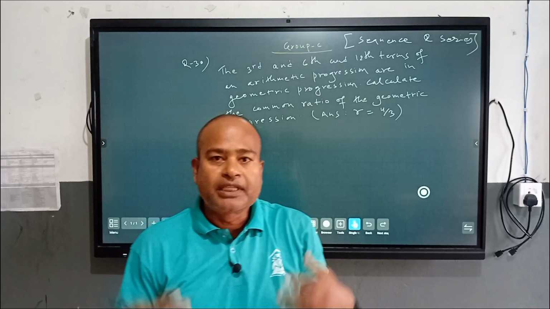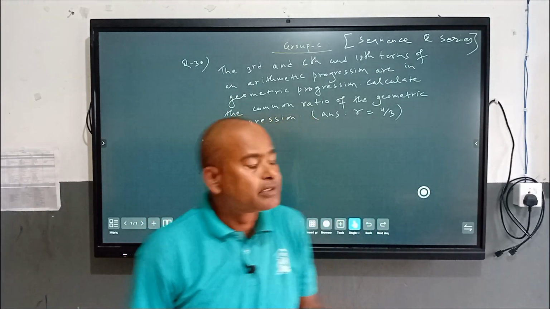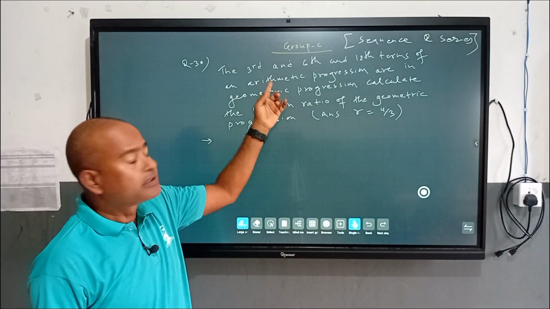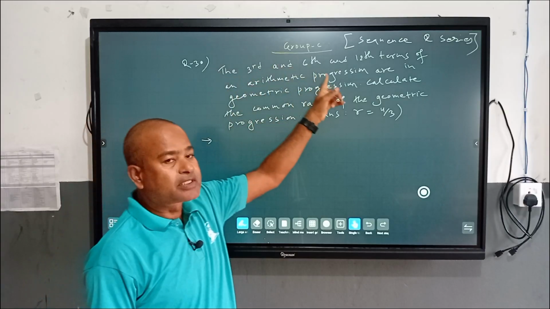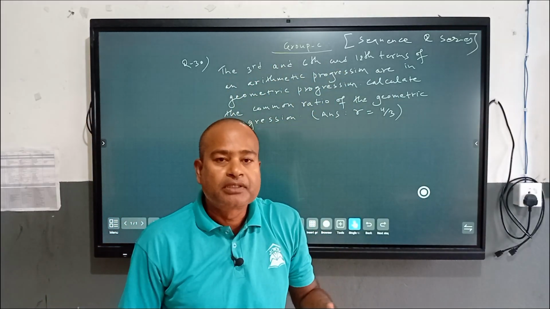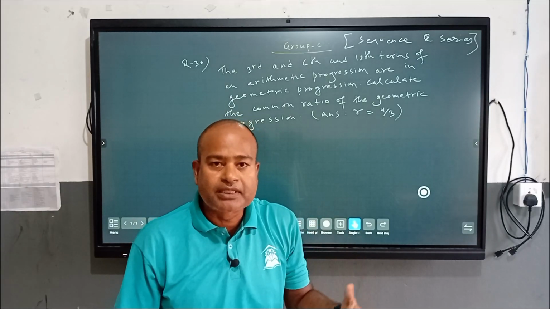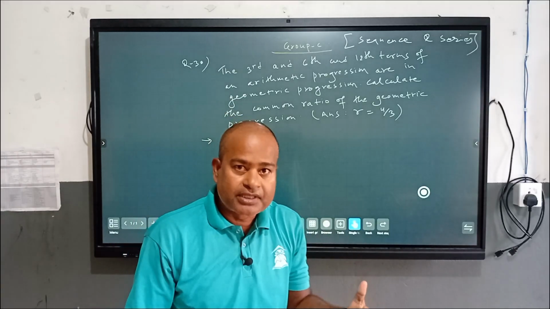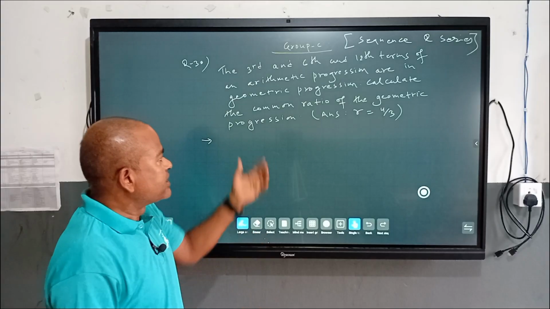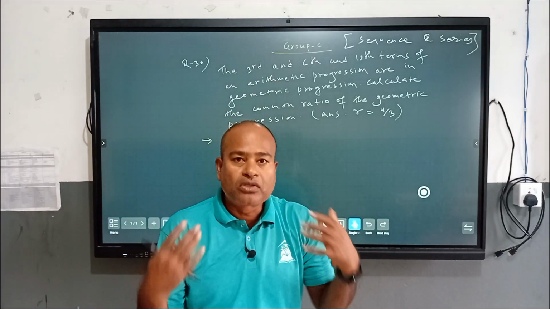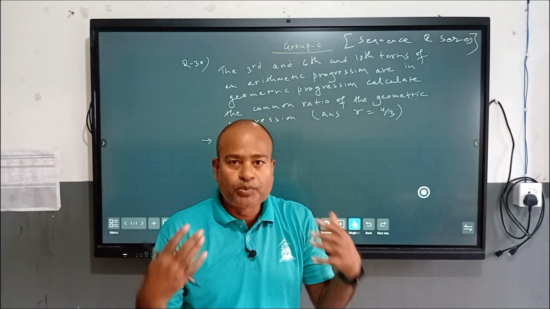Dear students, in this question we are given three terms of an arithmetic progression: third term, sixth term and 12th term. All these three terms of an arithmetic progression are in geometric progression. Now, according to the question, we have to find out the common ratio of the geometric progression.